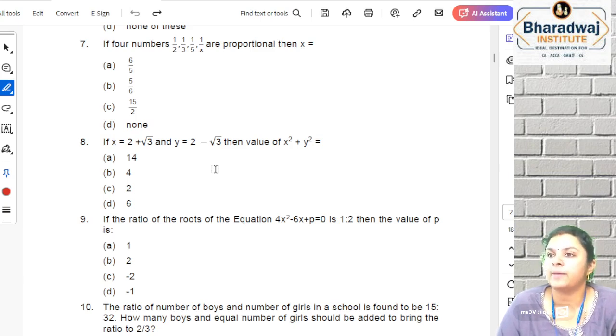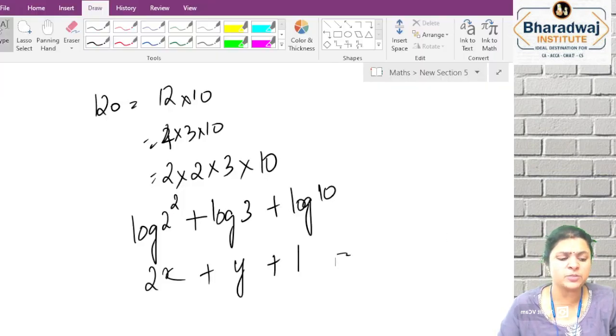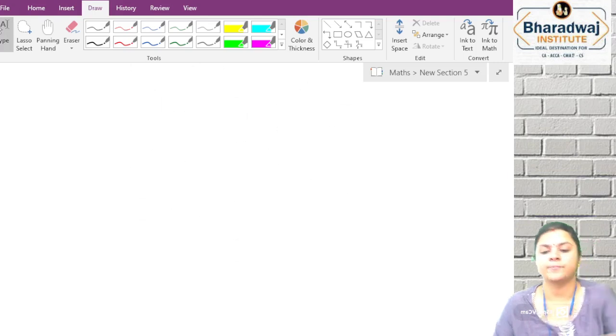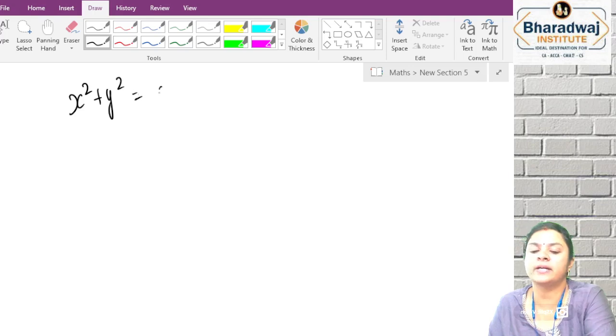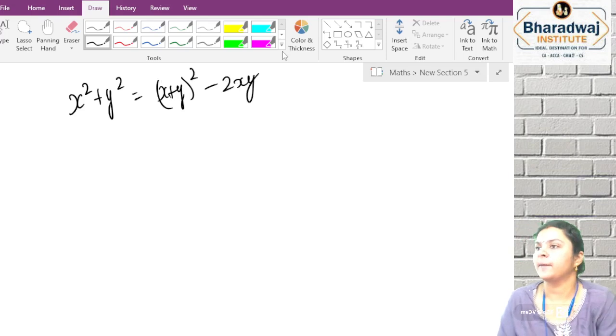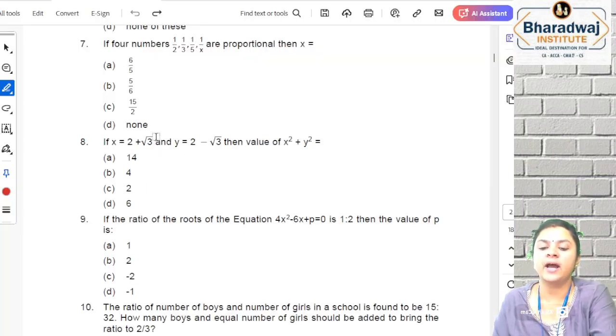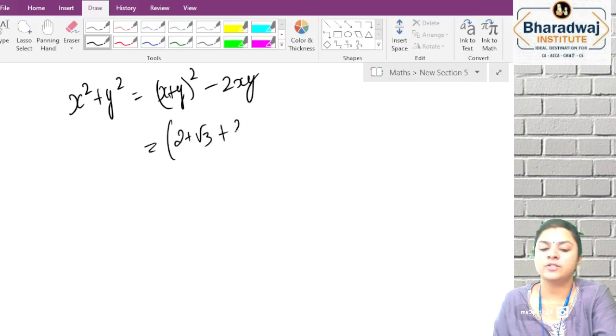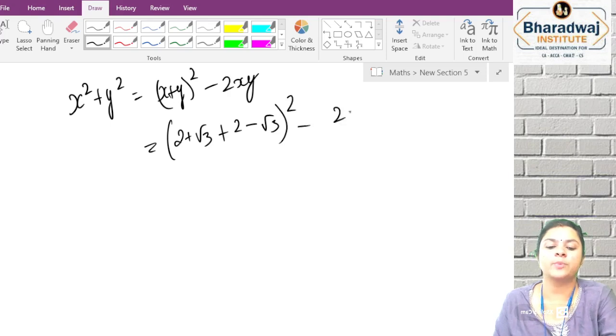If x is equal to 2 plus root 3, y is equal to 2 minus root 3, find x square plus y square. You can do x square separately, y square separately and solve, or x square plus y square is nothing but the a plus b whole square formula. X square plus y square can be written as x plus y the whole square minus 2xy. Now x plus y the whole square is 2 plus root 3 plus 2 minus root 3 the whole square minus 2xy, which is 2 into 2 plus root 3 into 2 minus root 3.